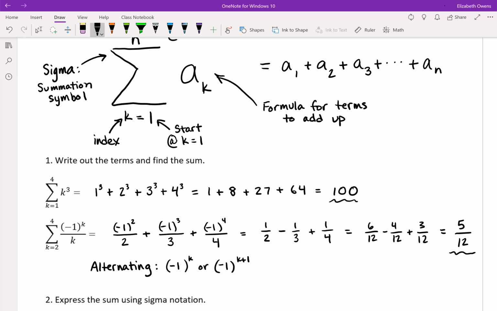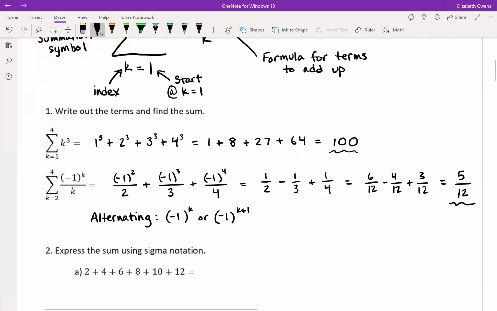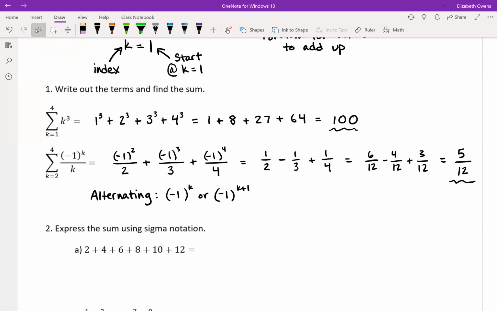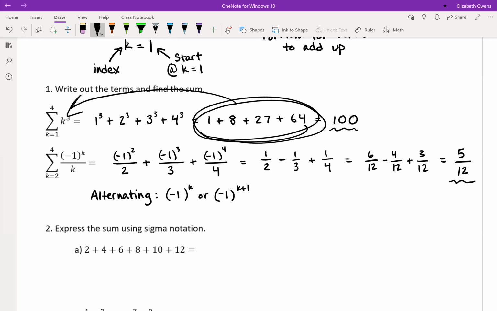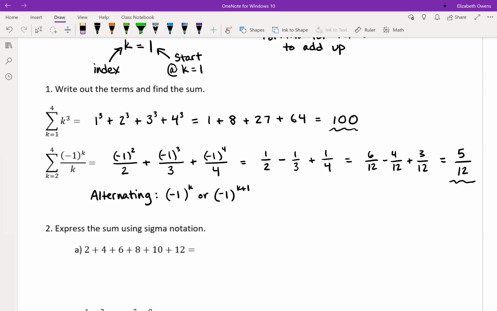So next thing we'll look at here is expressing a sum using sigma notation. So this is going the other way with things. And we're going to start with the terms and work our way back to the sigma notation. So for the first one here, you've got 2 plus 4 plus 6 plus 8 plus 10 plus 12. So you can kind of see a little bit of a pattern forming there, hopefully. We've got to work that pattern into a sigma notation.